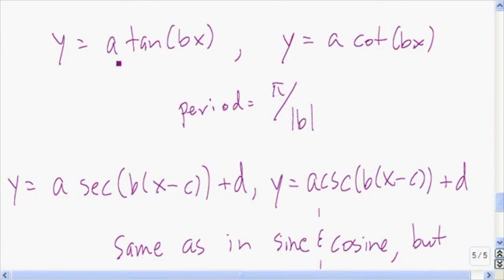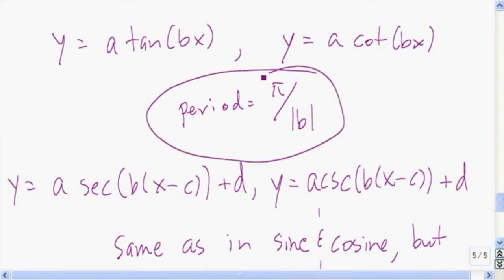But note that the period will change as pi over the absolute value of b. Okay, that's because the period of tangent and cotangent without a transformation is just going to be pi. So multiplying x by b will change our period. So the only thing I want you to know about these two, as far as transformations go, is that the period is going to be pi over the absolute value of b.